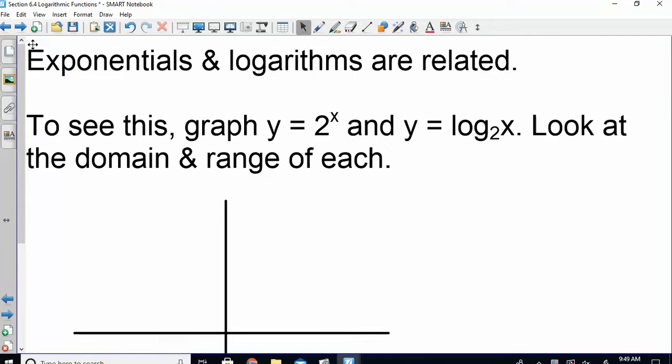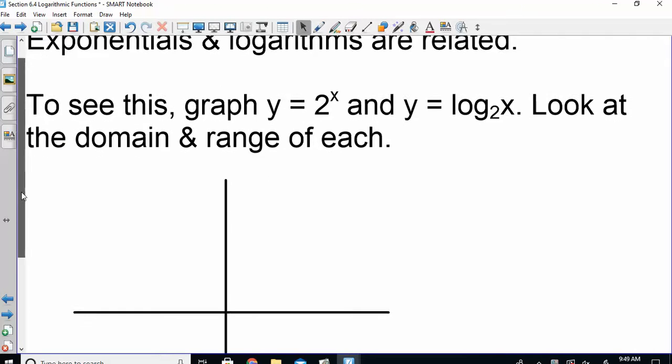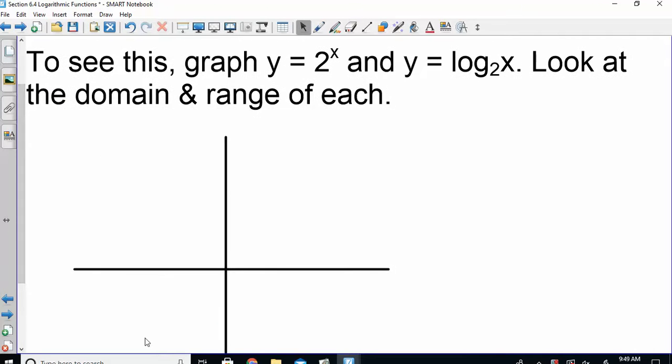Okay, I want to talk about the relationship between the exponential and the log. So what we're going to do is graph both the exponential and the log with the same base, because we know we can go back and forth between the two. And we're going to give the domain and range of each. So, first one, y equals 2 to the x.